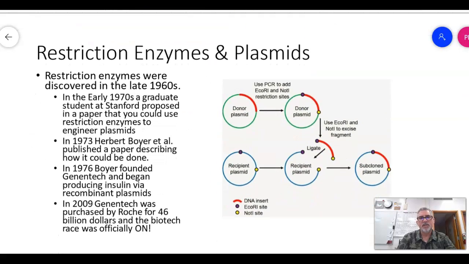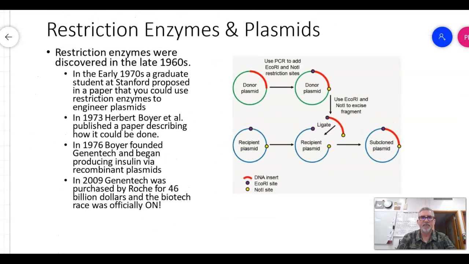All right, and then restriction enzymes. We've already talked about restriction enzymes, discovered in the late 1960s. So we've gone from 1920 to 1960, 40 years of research. In the early 1970s, a graduate student at Stanford proposed that you could use restriction enzymes to engineer plasmids. So in 73, Herbert Boyer published a paper.